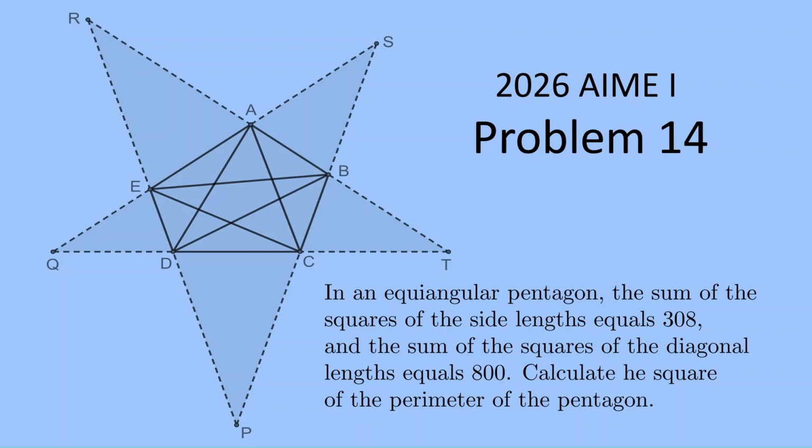The 2026 AIME problem 14 is an excellent problem combining both geometry and algebra techniques. Golden ratio and golden triangles are also heavily used in the solution.